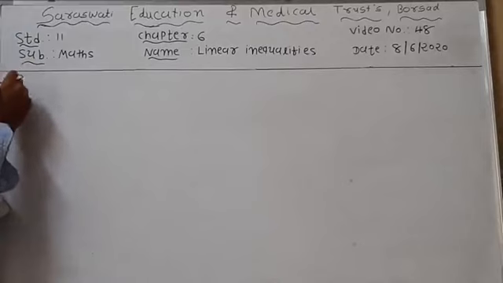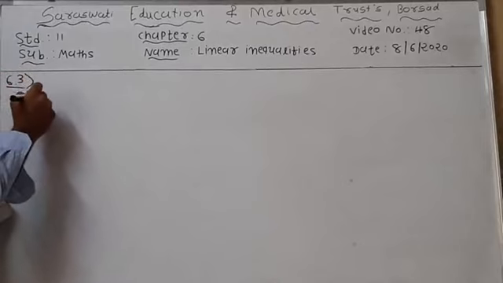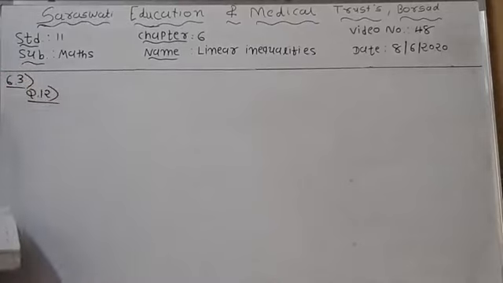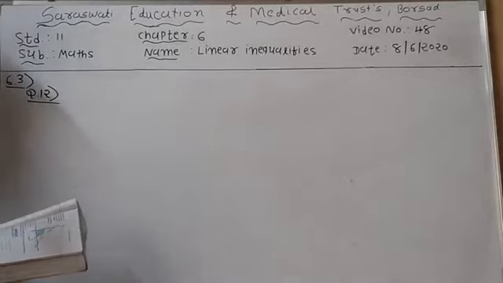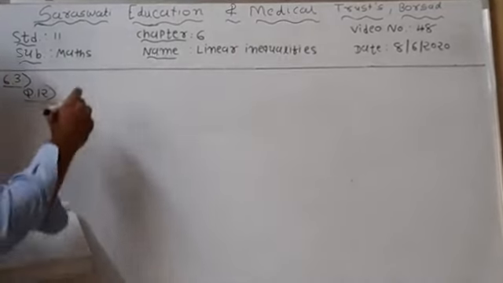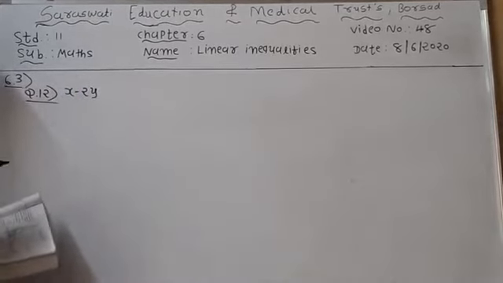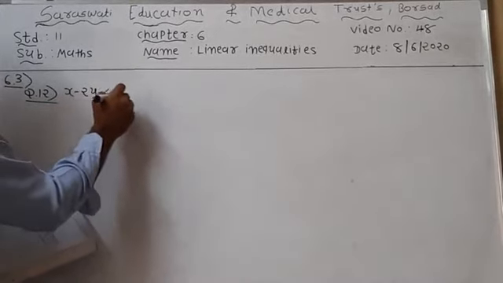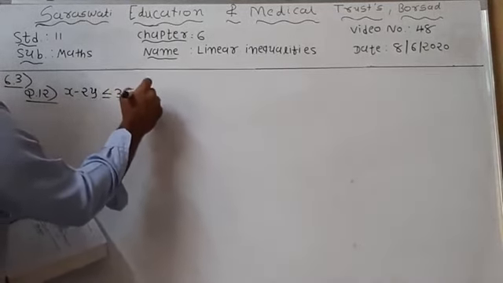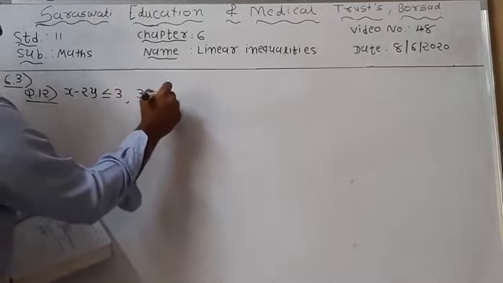So exercise 6.3, question number 12. Here in this question 4 equations are present. x minus 2y less than equal to 3, 3x plus 4y greater than equal to 12, x greater than equal to 0, y greater than equal to 1.